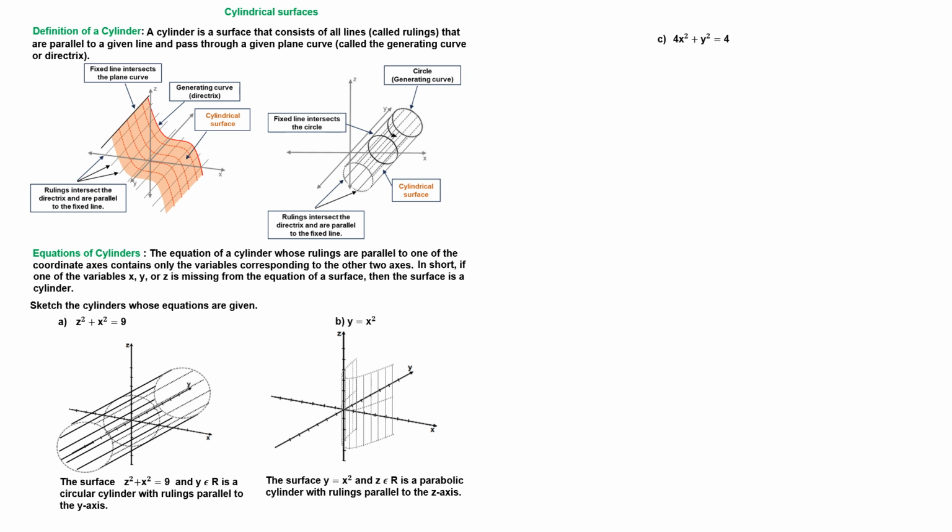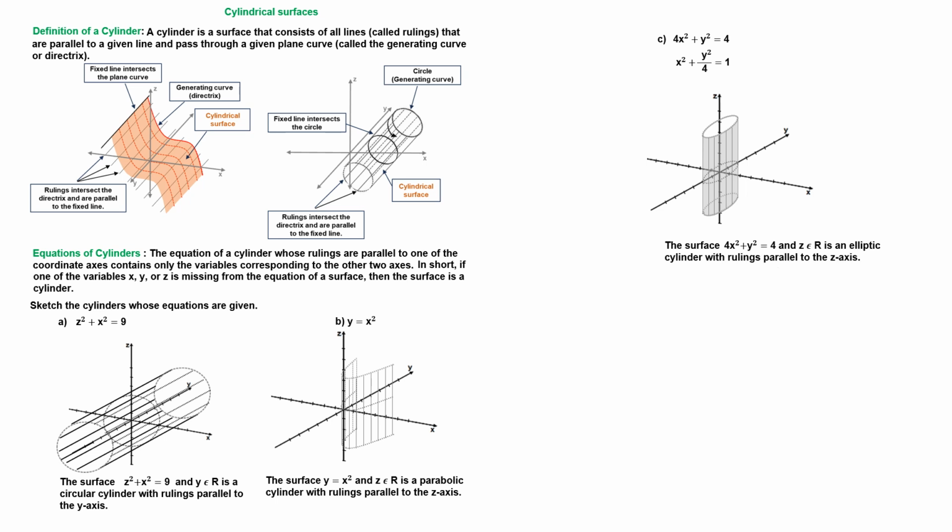First, we need to identify the shape of the equation. In this case, if we divide both sides by 4, it becomes clear that this is the equation of an ellipse. Since z is missing, the rulings of the cylinder are parallel to the z-axis and allow z to take on all real values. The axis of the cylinder is the z-axis. The surface is called an elliptic cylinder.